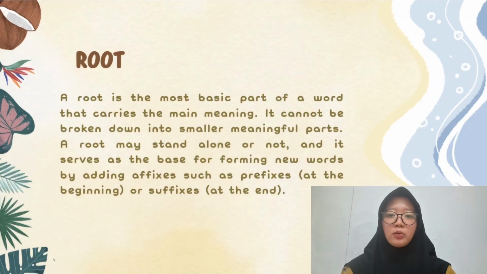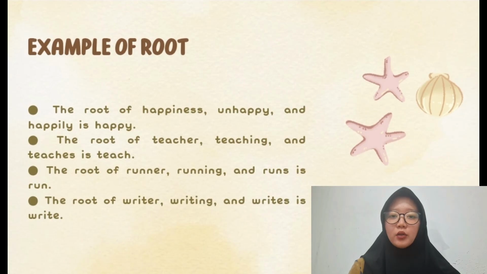A root is the most basic part of a word. It carries the core meaning and cannot be broken down into smaller, meaningful parts. It serves as the foundation for forming new words by adding prefixes, which come before the root, or suffixes, which come after the root. For example, the root of happiness, unhappy, and happily is happy.